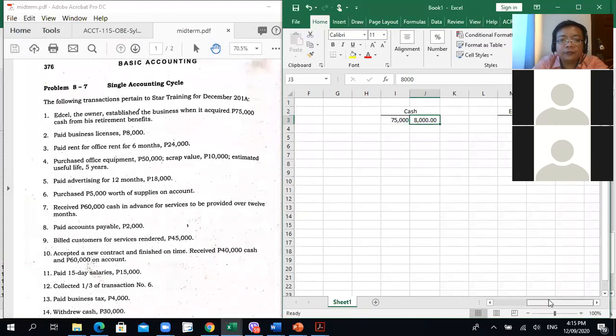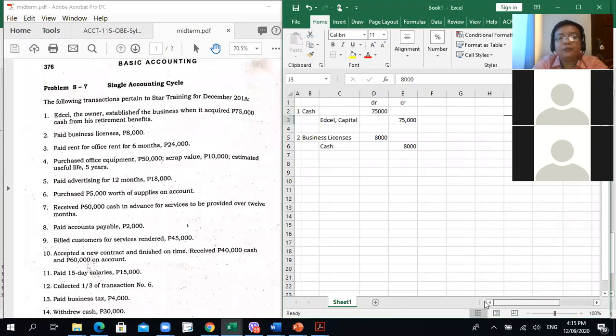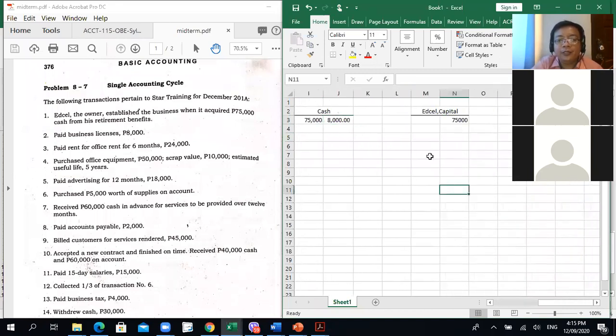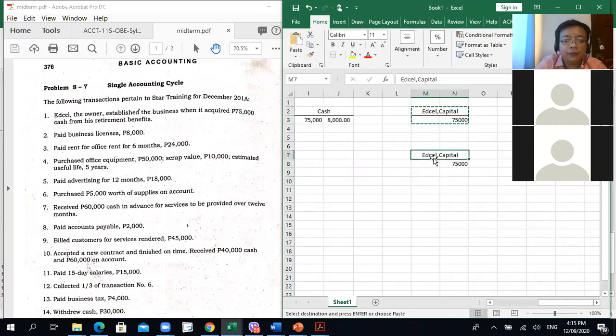Specific kasi licenses nung nilagay ko. Okay lang, no problem. If it is licenses, it's okay, or business licenses, no worries. And also you have here business licenses, and the amount here is at 8,000.